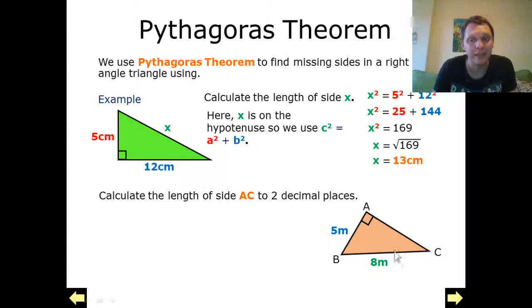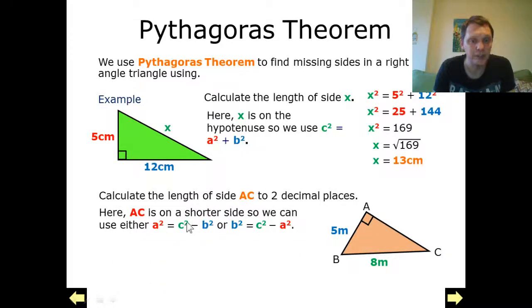But of course I've been given the length of two of my sides, where one of them is my hypotenuse, one of them is the long side. We know it's the long side because it's opposite the right angle. So for this one, it doesn't matter which of these two that we use, but I'm going to use AC squared because that's the side that I'm looking for, equals 8 squared subtract 5 squared. So AC squared equals 64 minus 25, which means that AC squared equals 39.